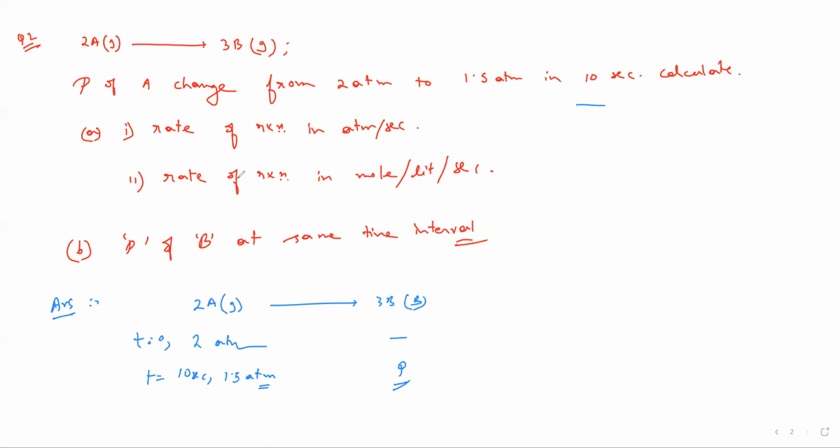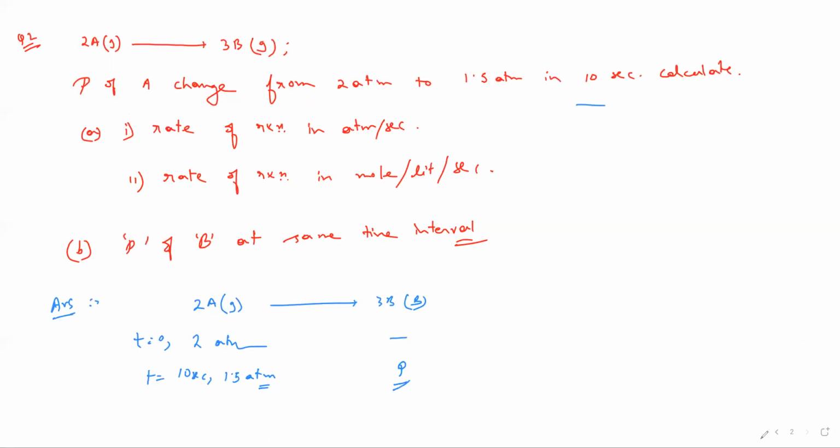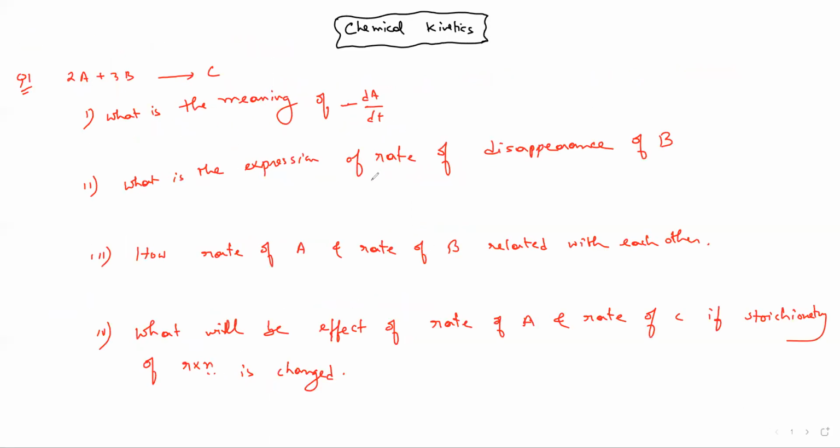Try to solve it, I am giving you 10 minutes. This one is a little bit tricky question. Not 10 minutes, 5 minutes it will take, and the first question will take maximum 1 minute. What is the meaning of minus dA by dt? The answer is rate of disappearance of A. Now try to solve it.